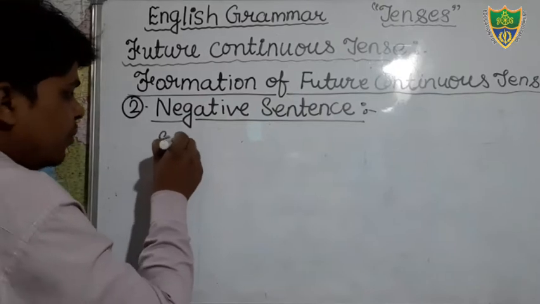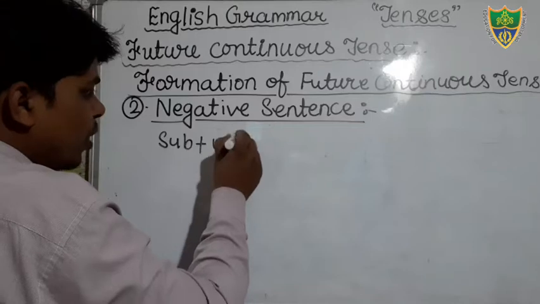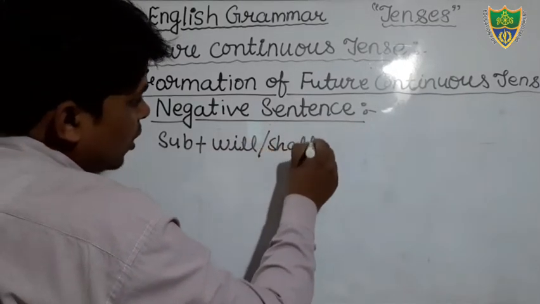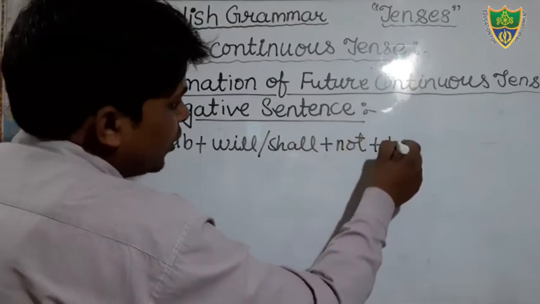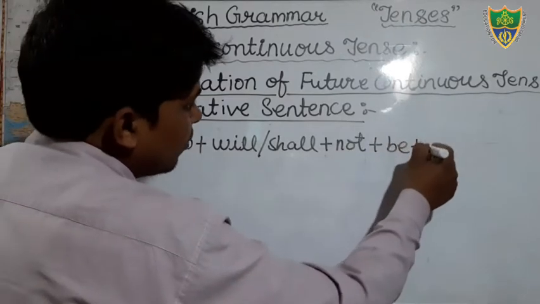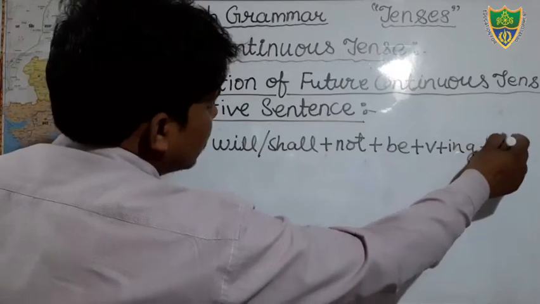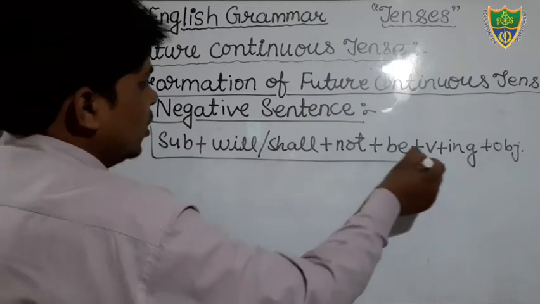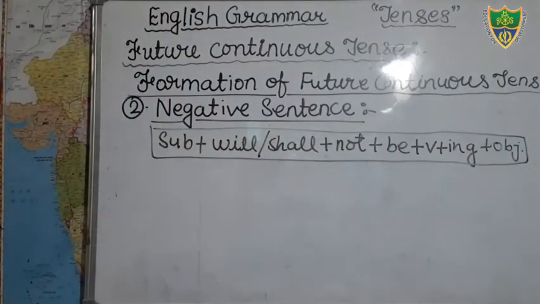Just see here, the subject will be there. According to the subject we will use will or shall. Then we will use a negative word. Then we will use be. Then we will use verb plus ing. Then the object, then a full stop. You can see this is your structure. On the basis of this structure, you have to form the sentence.